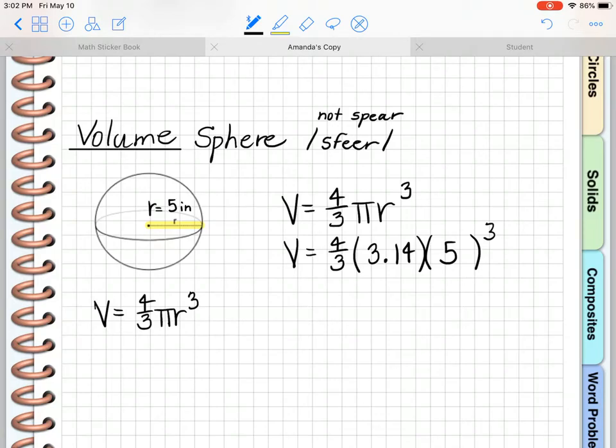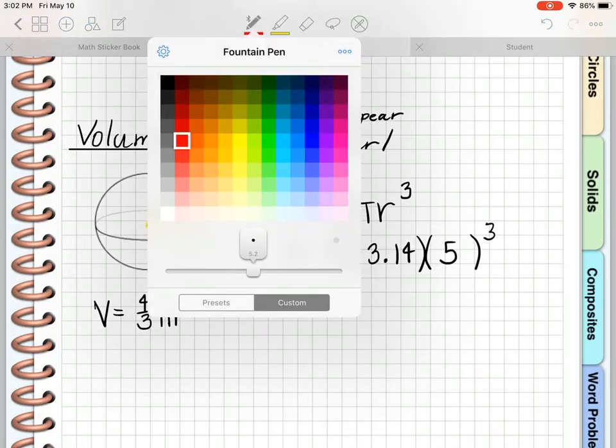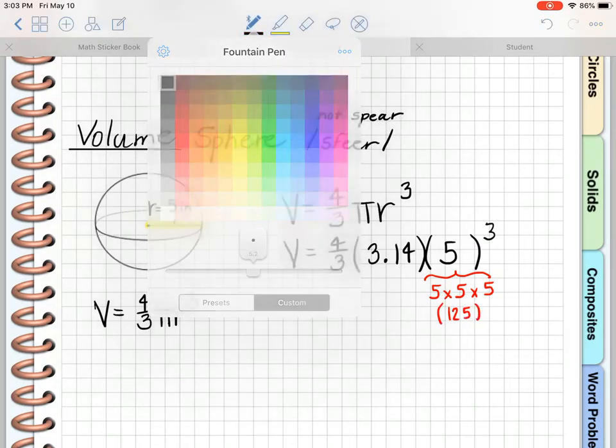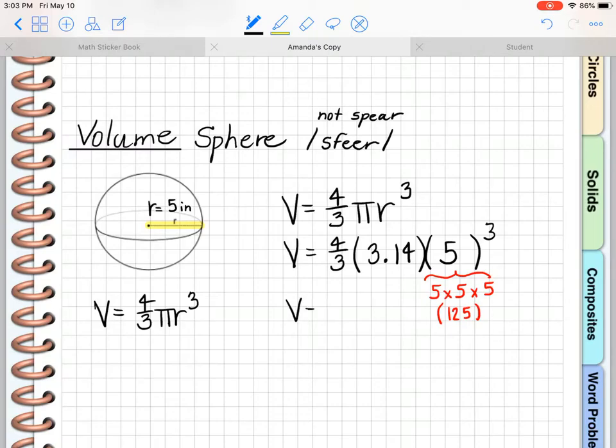So plug in your numbers, and then let's do the exponent. Be careful here, it's not 5 to the 2nd power, it's 5 to the 3rd power. So do that on your calculator. 5 times 5 times 5 is 125. And then bring down your other pieces of this puzzle.